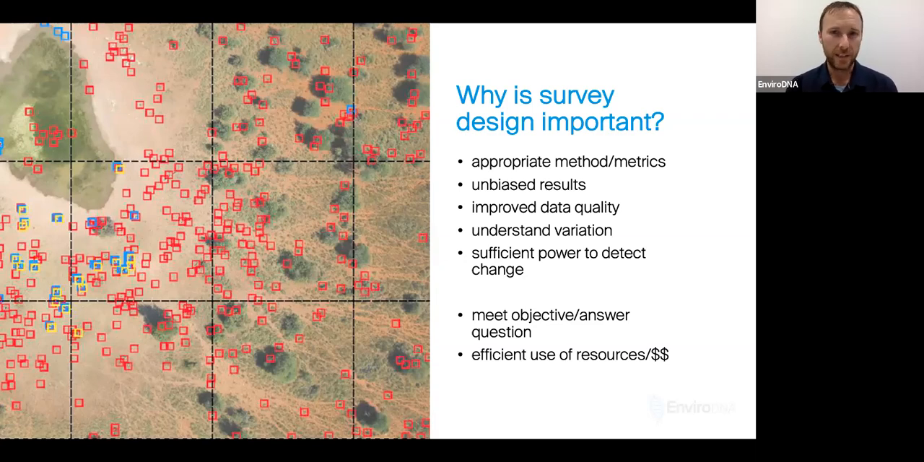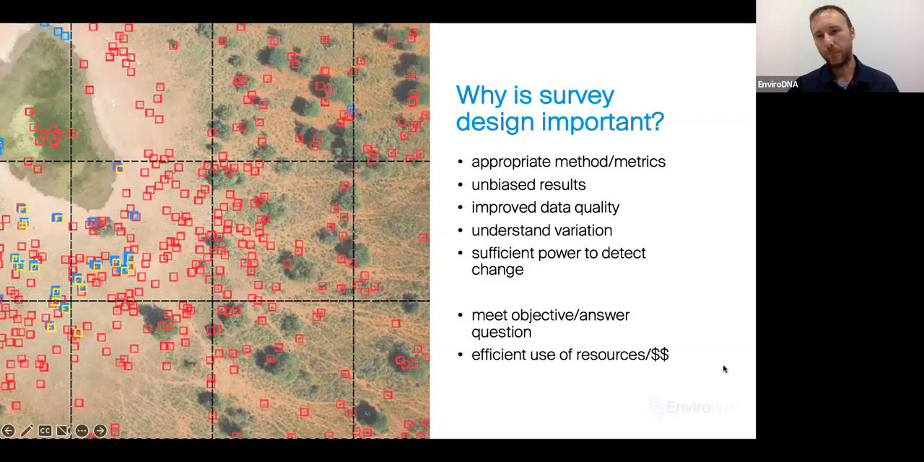But survey design is also going to make sure that we get unbiased results. So we don't want to be clustering all our survey locations in the best habitat, because we'd then assume that the species we're looking for is everywhere. So really it's about having scientific rigor behind your results, and it means you get much better data quality out of it, and getting down to this bottom point, meeting your key question unambiguously.